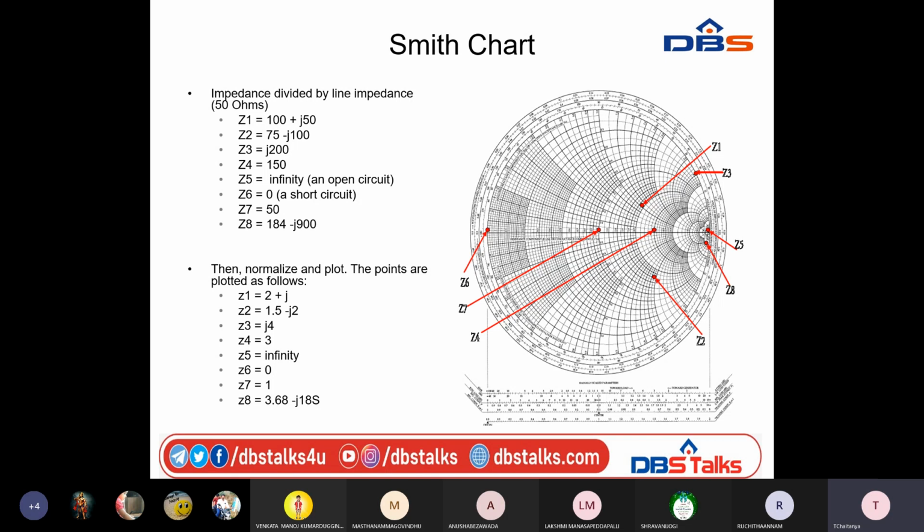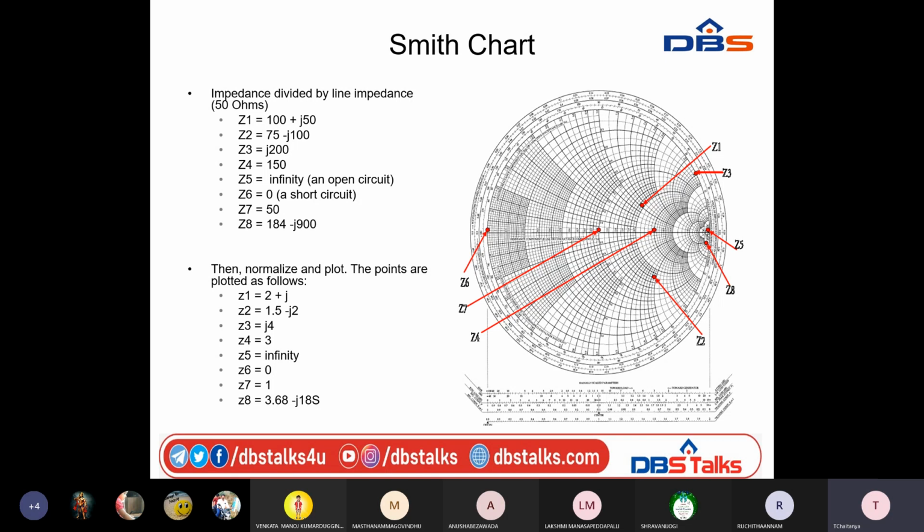We cannot plot these directly on a Smith chart, where the maximum reflection coefficient value is minus 1 to 1. So these are the impedance values that have to be located on the Smith chart. For that, the normalized value for 50 ohms, you divide Z1 by 50, Z2 by 50, and you will get all the normalized impedance values.